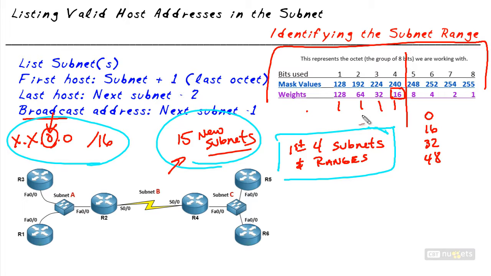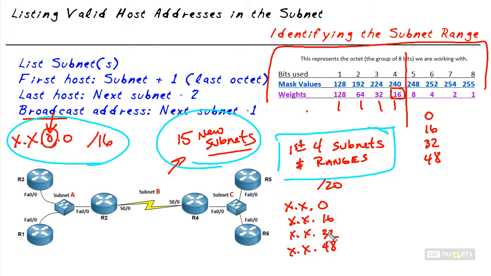So our new mask, it was a /16, so the new mask is going to be a /20, and I'm going to bring those subnets down here. We have x.x representing the first two octets. We have .0, x.x.16, x.x.32 and x.x.48. Those are our first four subnets.